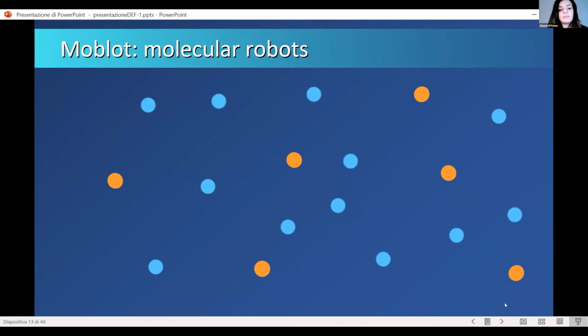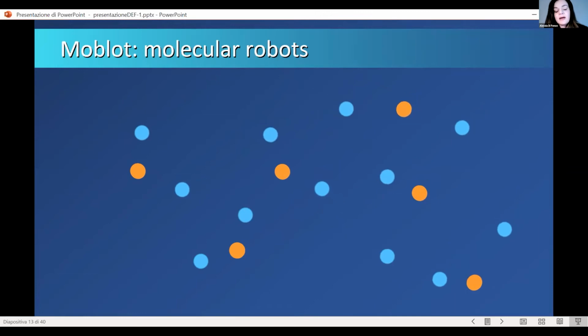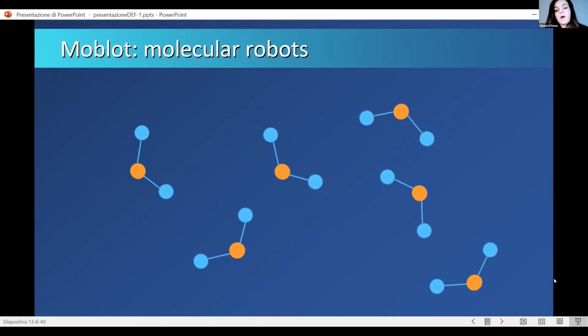Today, we present Moblot, a new model in the context of theoretical swarm robotics, in which robots are combined to make bigger robots. The inspiration comes from nature, in which atoms combine to make molecules, and molecules acquire new properties compared to single atoms. In Moblot, robots are modeled as in the classical model, plus they can be of different kinds, modeled with being of different colors. And they are also endowed with chirality, that is, robots share a common clockwise orientation.